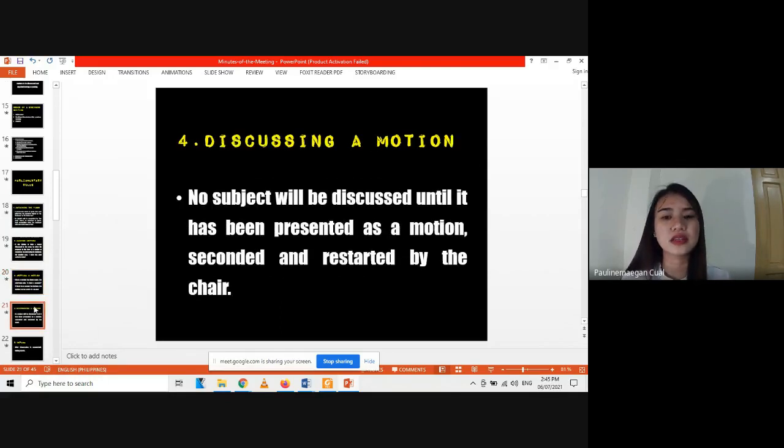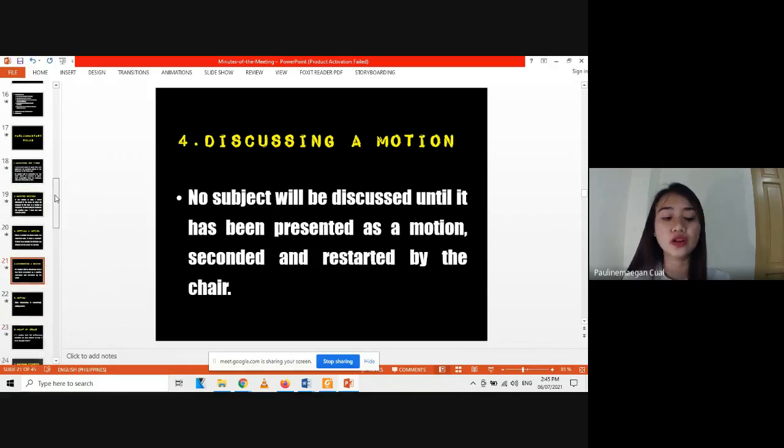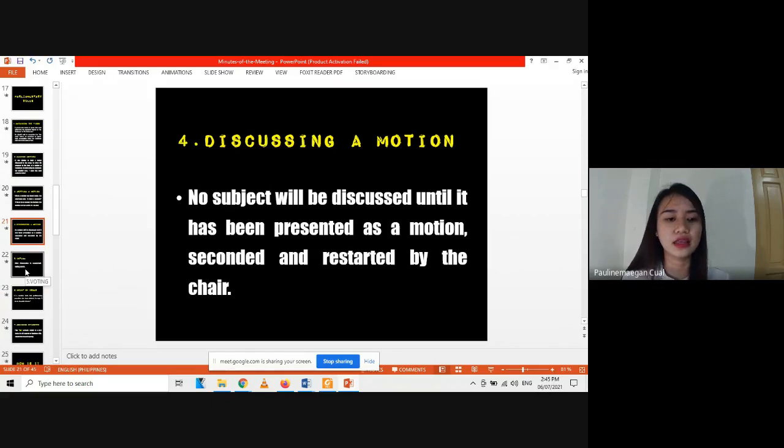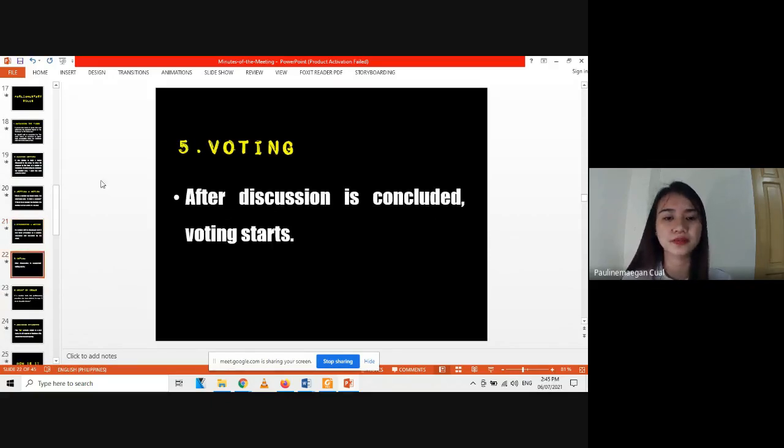Number four is the discussion of the motion. After the motion has been moved and seconded, it will be discussed in front of the meeting or the attendees, and no subject will be discussed until it has been presented as a motion, seconded, and stated by the chair. That's why it is necessary that we follow the correct process in attending the meeting, because if it's not followed, then it will not be discussed.